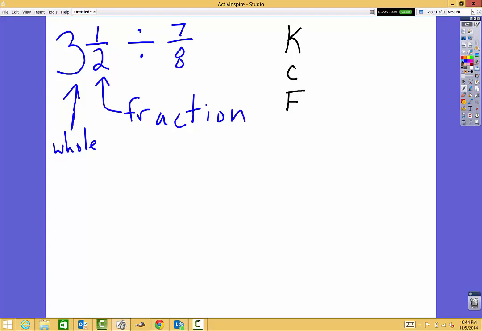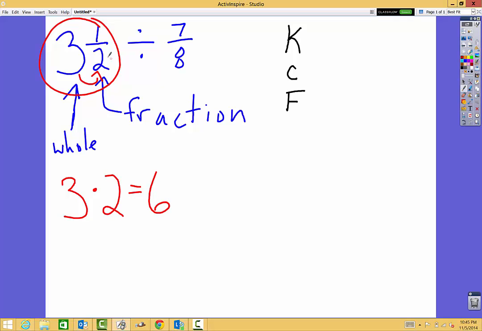However, what we need to do different this time is this mixed number is going to be a problem for us. We have to convert it into an improper fraction. So how do I do that? Well, here I'm going to take my whole number and I multiply it by my denominator. So I have 3 times 2, that equals 6, and then I add it to my numerator. So that product added to the numerator equals 7. And my denominator stays the same. So I'm just going to put that 7 over 2. So I have 7 halves.